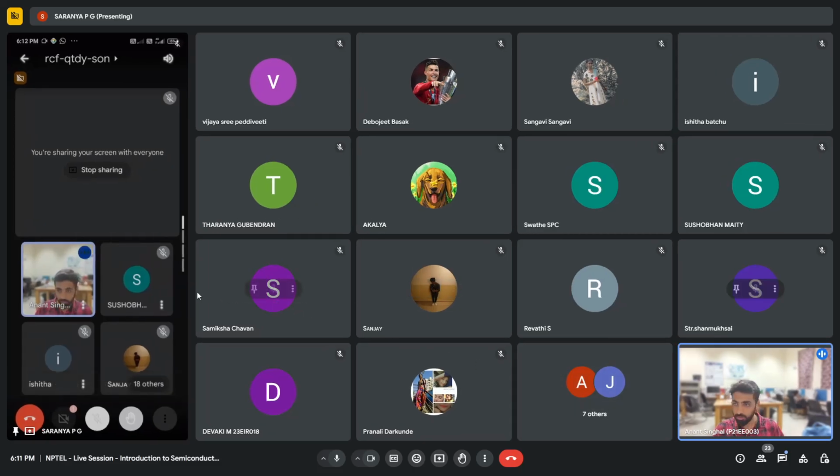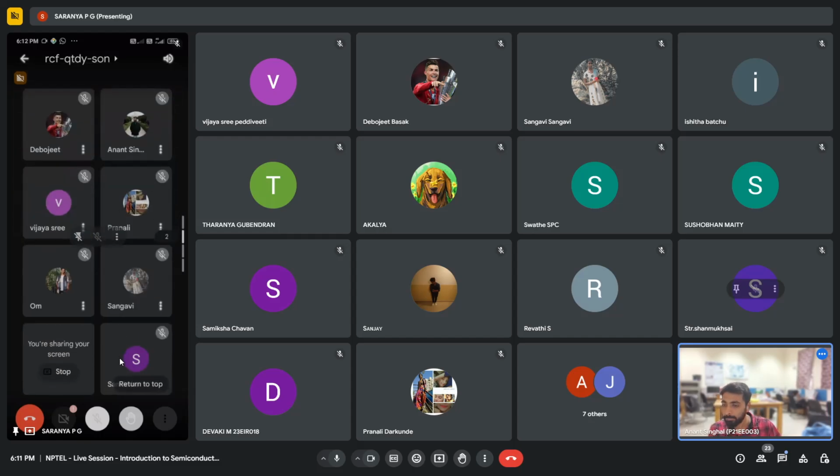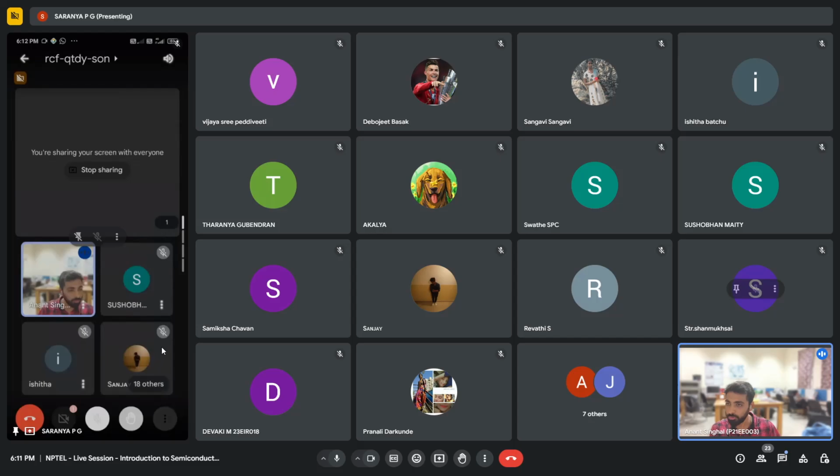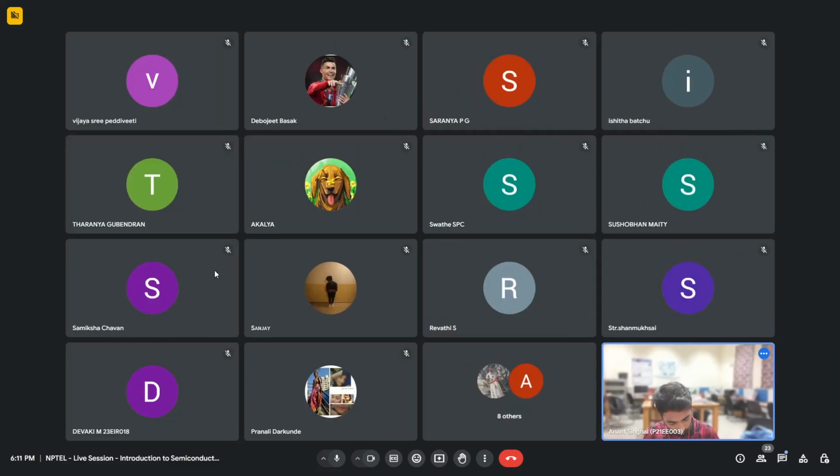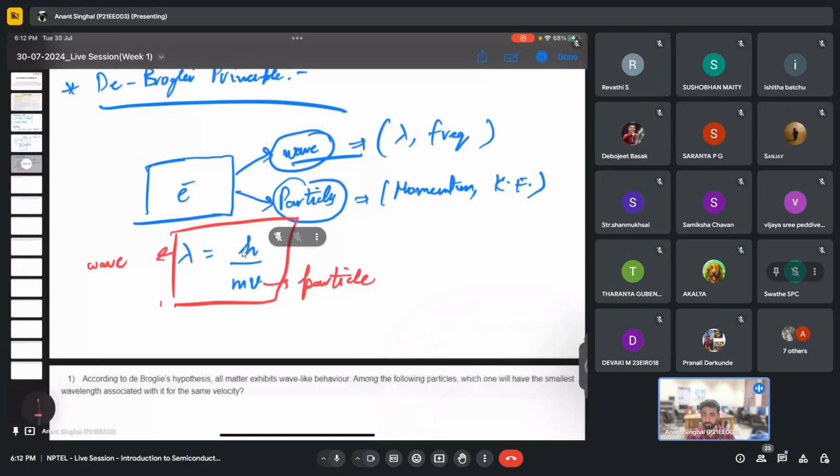Okay, someone is sharing a screen. Saranya, please stop sharing the screen. Okay, let me share mine again because there was some glitch. Is my screen visible to everyone? Yes, sir.